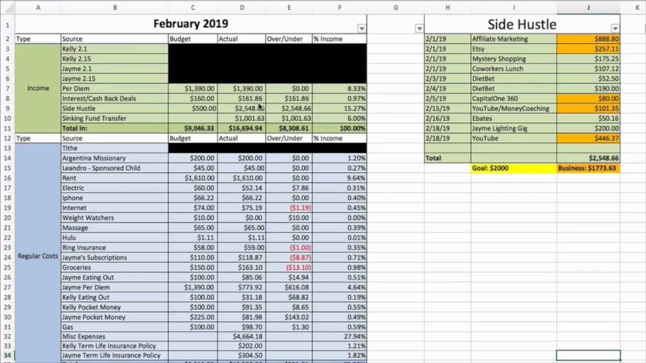Cashback and interest, we received $161.86. That is any interest that we receive on our sinking funds from our Capital One 360 account, or any credit card cashback. That all goes into that category right there.